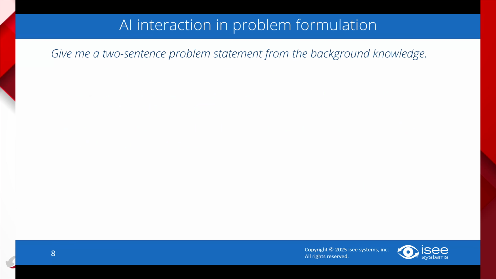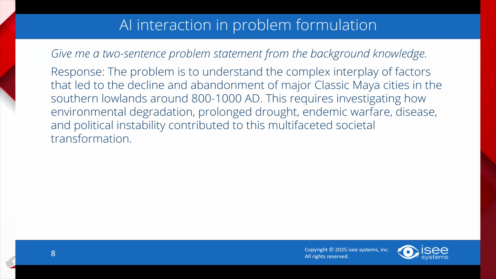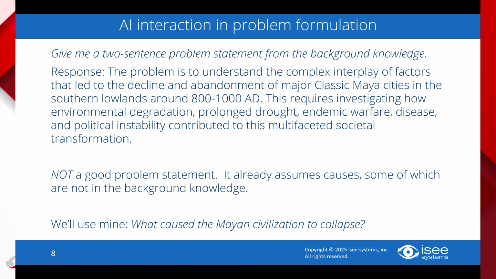And here's what it gave me. If you read this, you'll find it went way overboard and took stuff that wasn't necessarily even in the article. It didn't just use the background knowledge. It started talking about causes and whatever. So I did not use this problem statement it gave me. Sometimes it gives me one that's okay, sometimes it doesn't. You need to be able to read that and think about it and say, does this make sense for my problem statement?